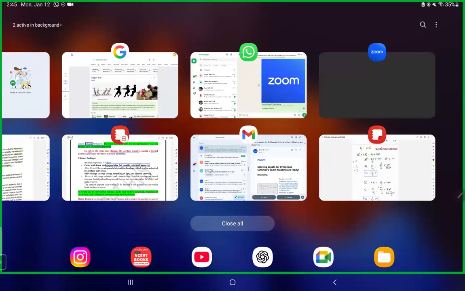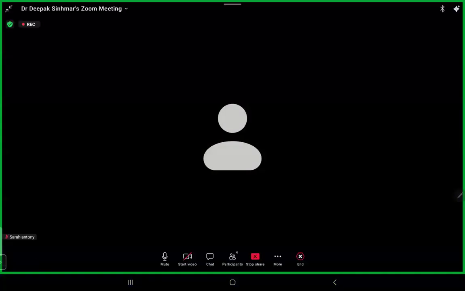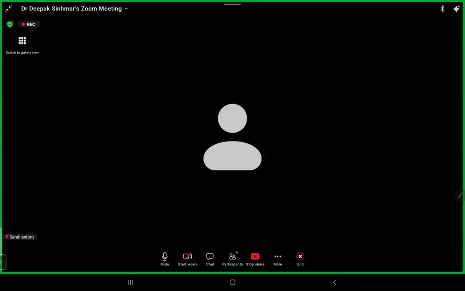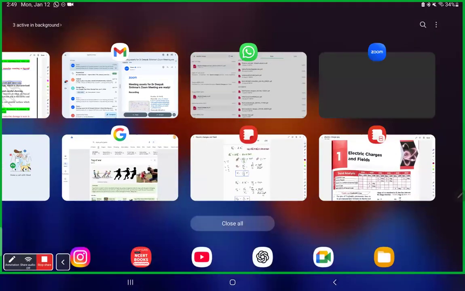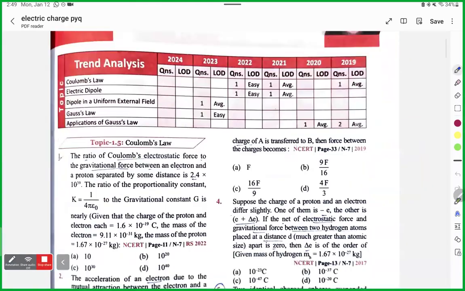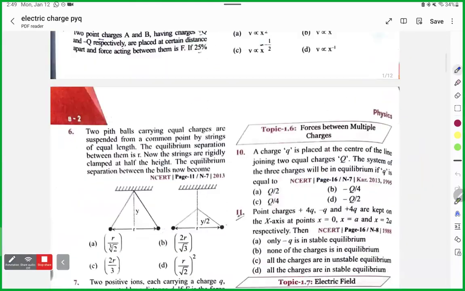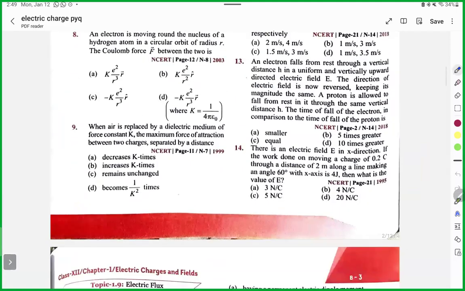These were the doubt questions. I will explain this last question. We did this topic. This was the question.